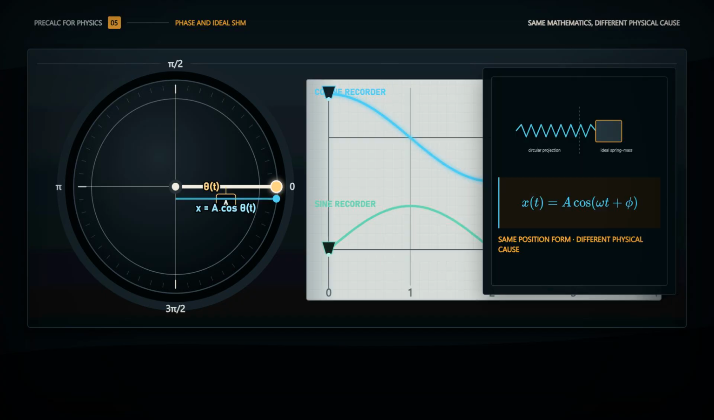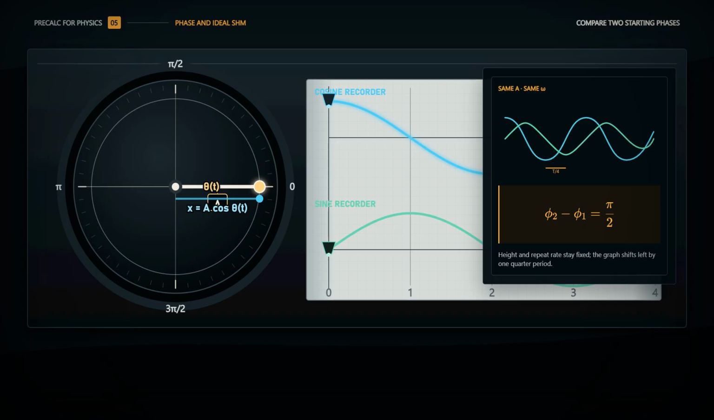Place an ideal spring and mass beside the projection slider, but do not connect them. In introductory mechanics, an ideal spring can produce a position with the same cosine form. The two traces can match even though the physical causes are different. Uniform circular projection is an exact geometric model of sinusoidal position. Ideal simple harmonic motion uses that same sinusoidal mathematics. This does not mean every oscillator contains a hidden wheel, and it does not mean every repeating motion is simple harmonic.